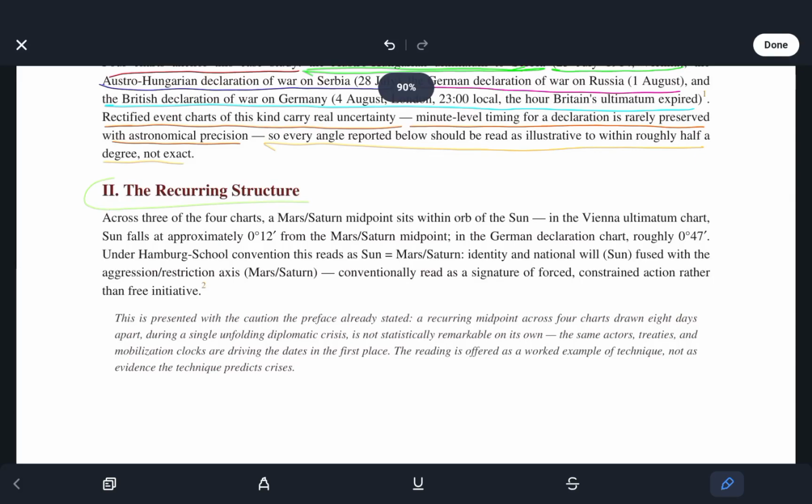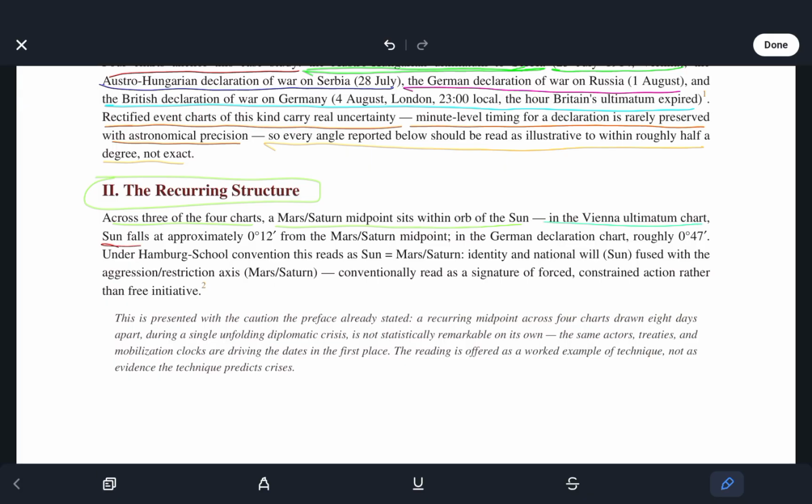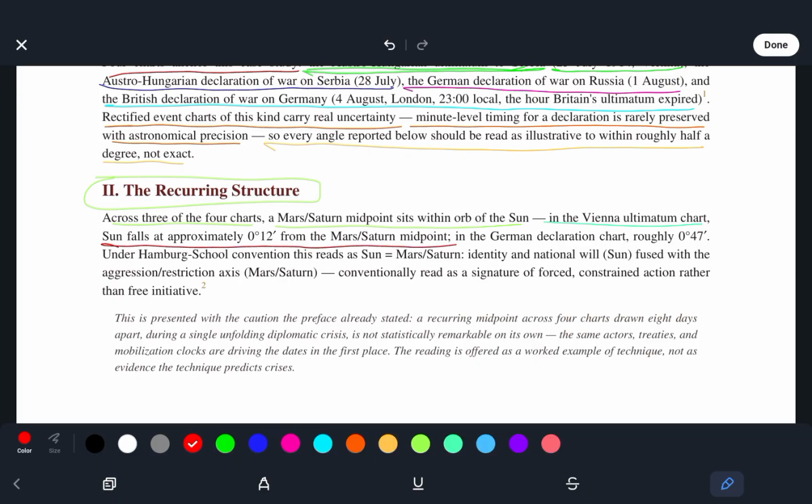The recurring structure. Across 3 of the 4 charts, a Mars-Saturn midpoint sits within an orb of the Sun. In the Vienna ultimatum chart, the Sun falls at approximately 0 degrees 12 from the Mars-Saturn midpoint. In the German declaration chart, roughly 0 degrees 47.